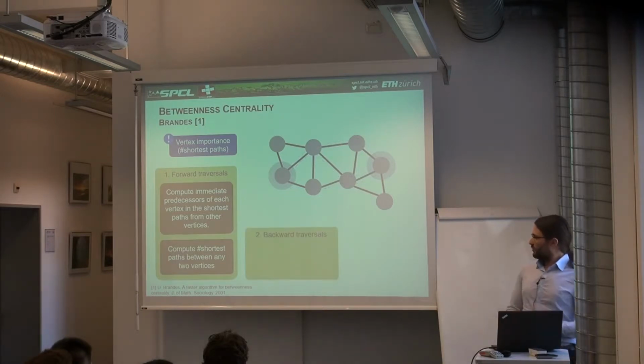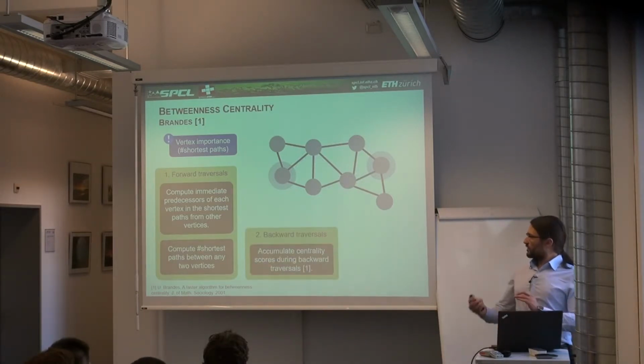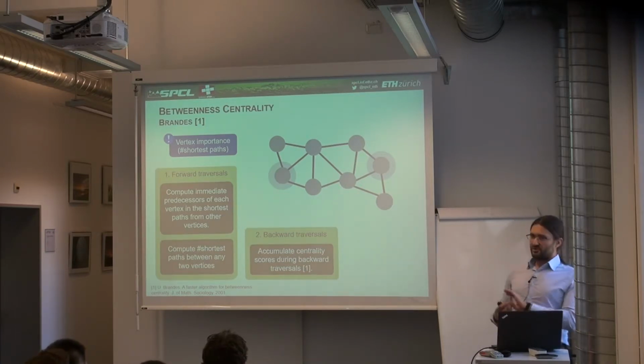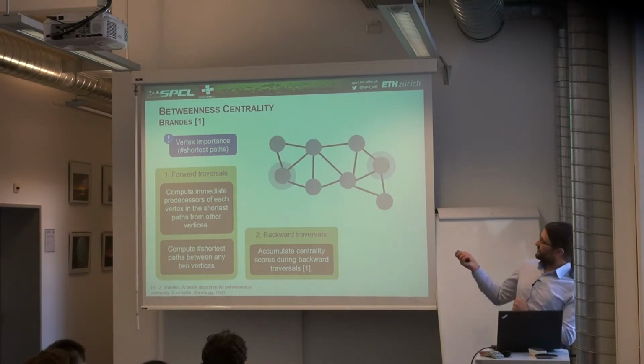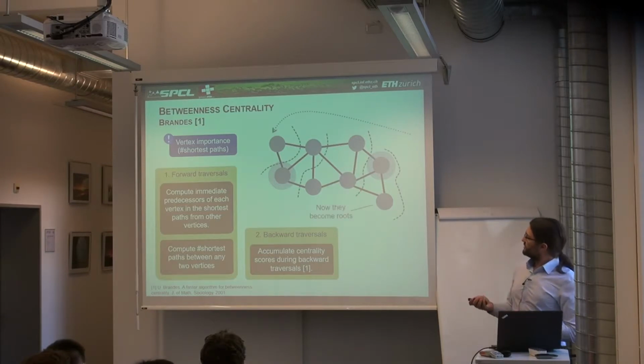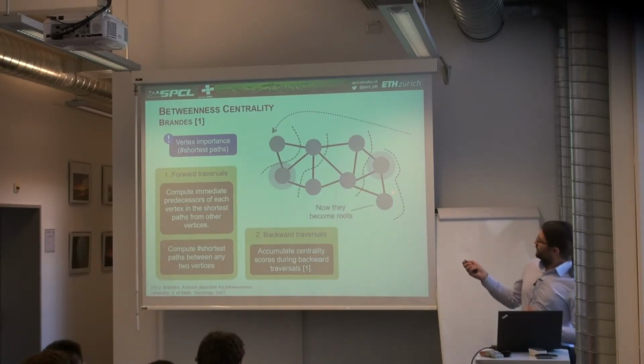The second part is backward traversals, where we accumulate the centralities, because now we have all the information we need to actually compute them. We are going to again do BFS traversals, but from the leaves of the previous traversals. As we go backwards, we traverse these vertices backwards and recursively update the state to arrive at the final centrality matrix. So for example, intuitively, the leaves of the previous traversal now become the roots, and we move backwards to the root.